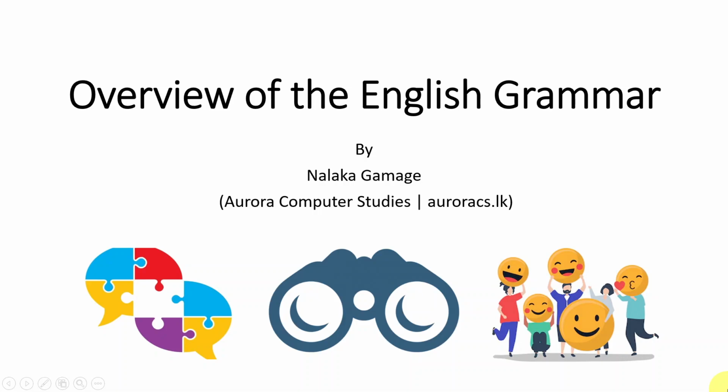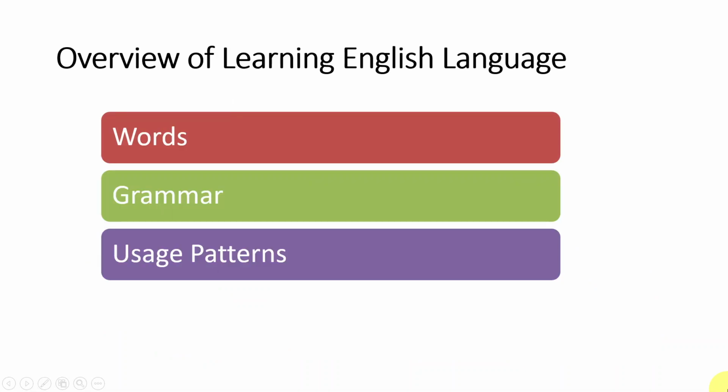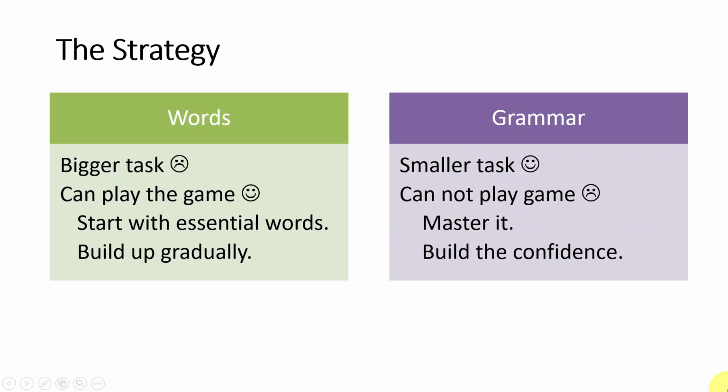In this session, we are going to look at the overview of the English grammar. So when it comes to learning a language, there are three main tasks: the words, the grammar, and the usage pattern. So let's compare the words and grammar. Learning words is a bigger task compared to learning grammar. But there's an advantage because we can always play games with words. So we can survive with whatever words we know.